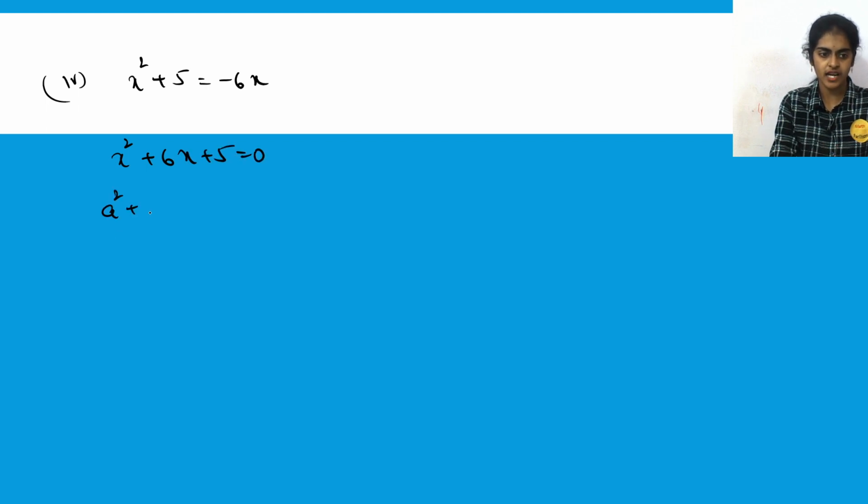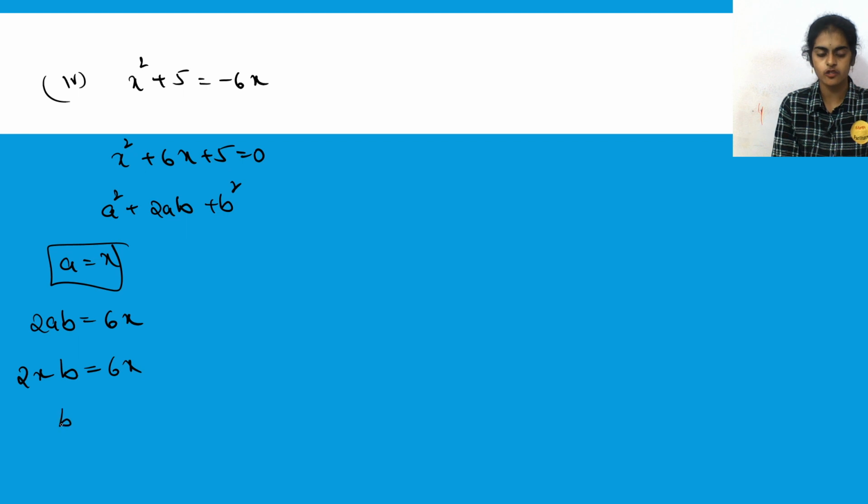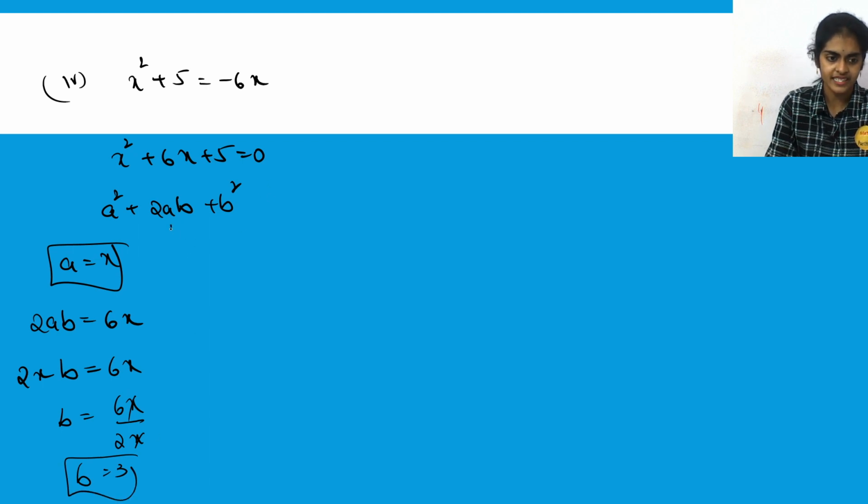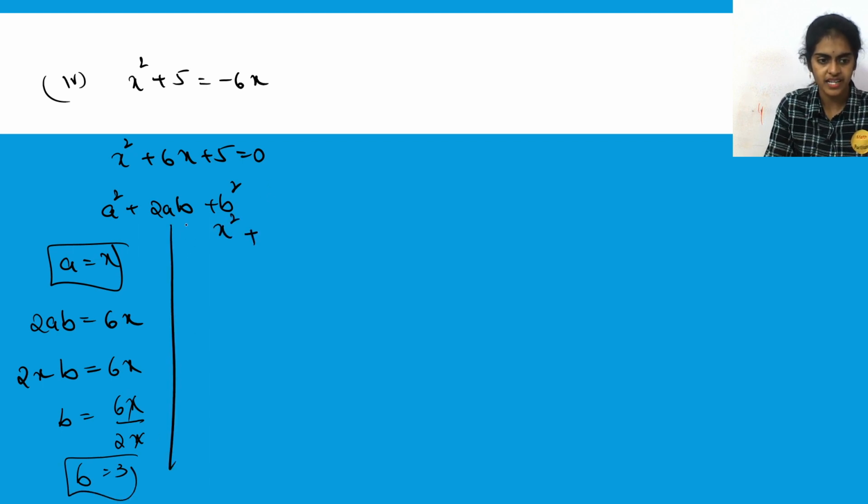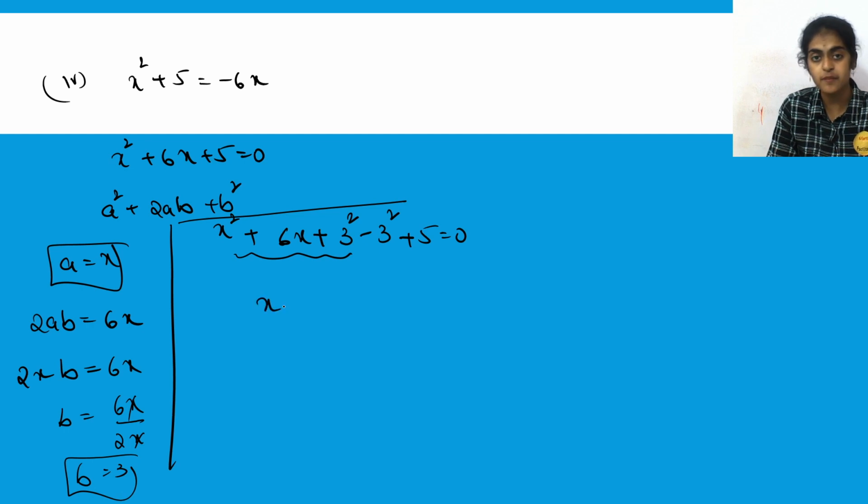Now this is a square plus 2ab plus b square form, where in the place of a I have x, in the place of 2ab I have 6x. So 2 into a is x, and b is 6x divided by 2x. X and x cancel, I have b value as 3. Okay, now let us write it here. So x square plus 2ab is 6x, and I have to add and subtract b square, and I have plus 5 equal to 0. So till here it is a plus b whole square.